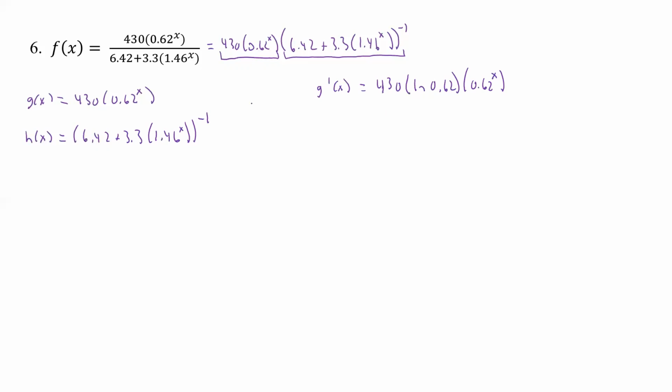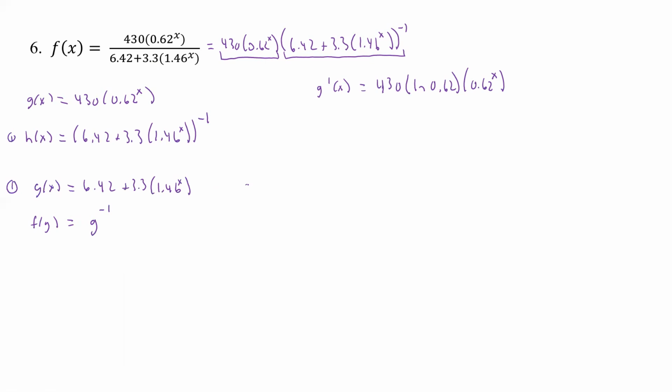Now, what about the next one? Well, for the next one, I think I'm going to have to do the inside and outside functions. So I'll call this 1, and we're doing 1 here. Let g of x equal 6.42 plus 3.3 times 1.46 to the x, and that's going to be the inside function. And then my outside function is, oh, oops, that's f of g, not h of x. It's going to be g to the negative 1. Now I can take those derivatives.